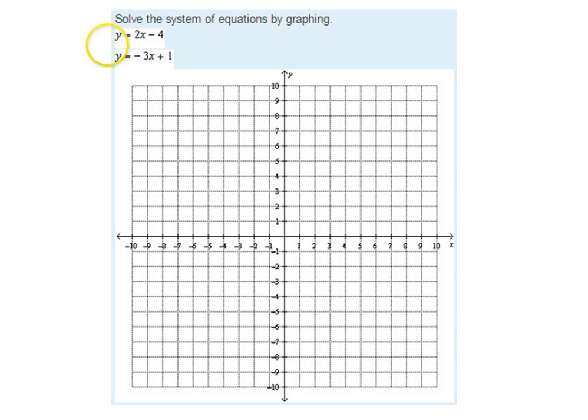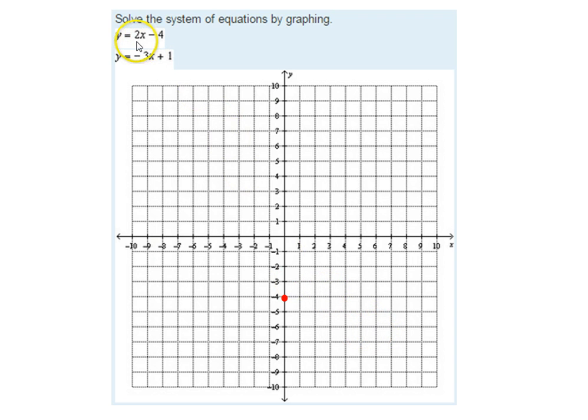the system. So when we look at these equations, we're going to start with the top equation. We see that this equation is in slope-intercept form, where negative 4 is the y-intercept and 2 is the slope. So we're going to use that information to graph the line for this equation, y equals 2x minus 4. Our y-intercept is negative 4, so I'm going to go down to negative 4 and plot a point.